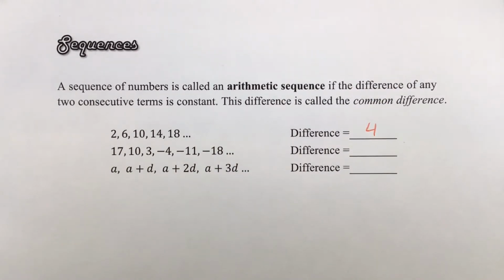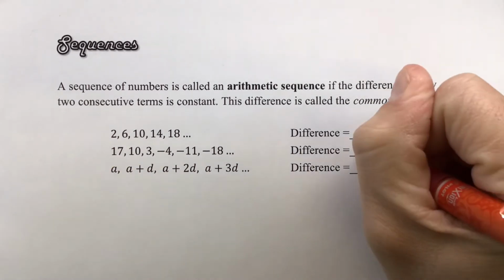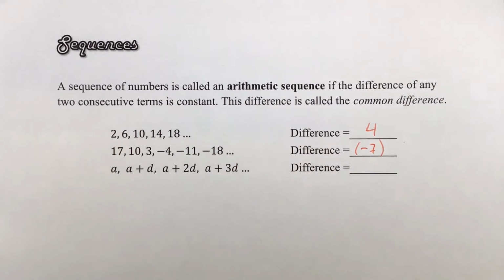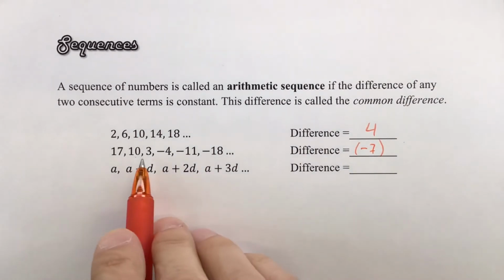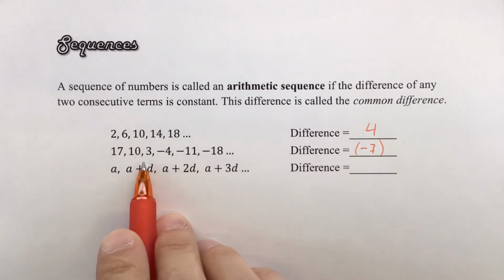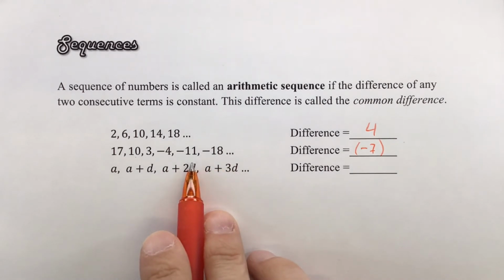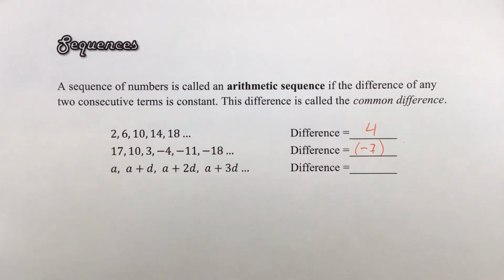For the second sequence, we're going from 17 to 10 to 3. These are decreasing. That does not mean that you can't call this an arithmetic sequence, because you still have a constant difference. It's just that we're going to be subtracting a negative number. If I take 10 and subtract 17, I'm going to get negative 7. That would be the common difference, which is going to hold true for the rest of these. If we take 3 and subtract 10, we also get negative 7. Or if you take negative 4 and subtract 3, you get negative 7, and so on. Even negative 18 minus negative 11 is going to give you a difference of negative 7.